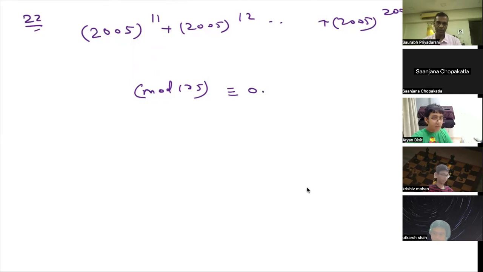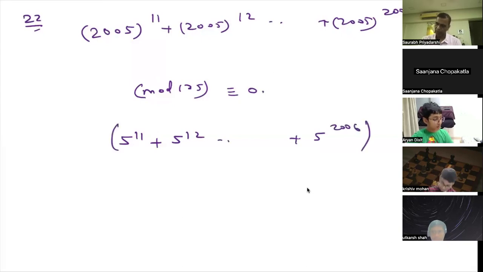Right? Yes. I don't know how you have attempted this. What I'm saying is 5 to the power 11, 5 to the power 12, up to 5 to the power 2006. Sir, that's what I did. The sum mod 125 is giving you 0, and I only have to find the mod 8, what number I'm getting in this.